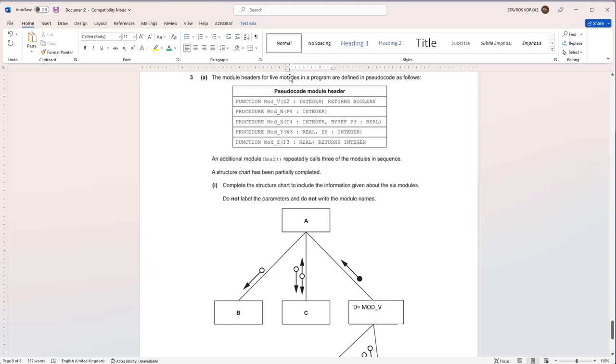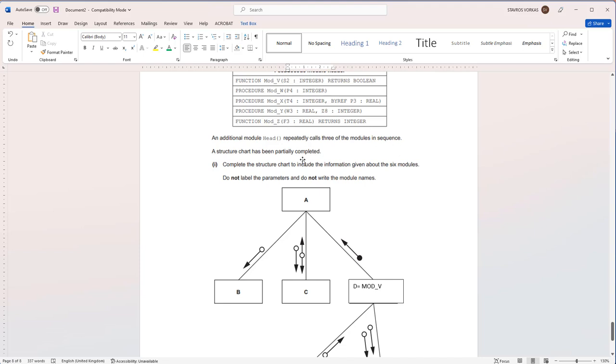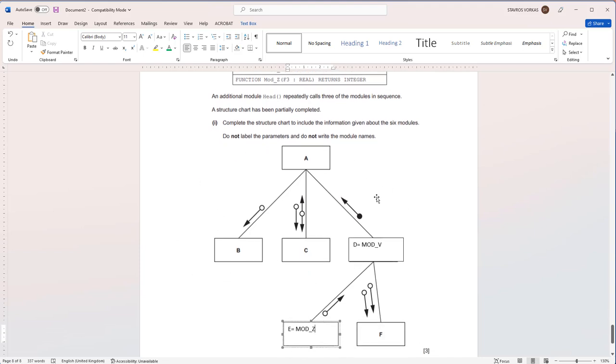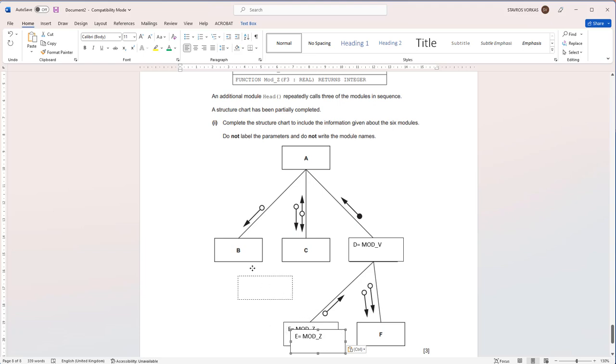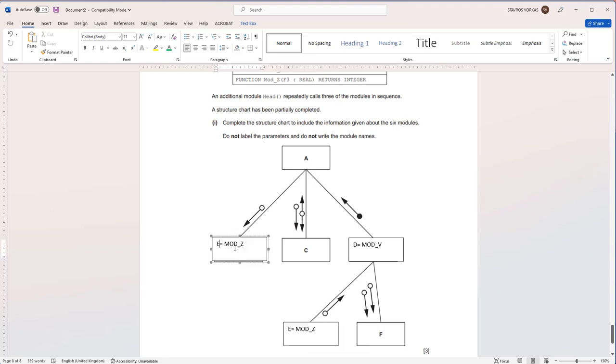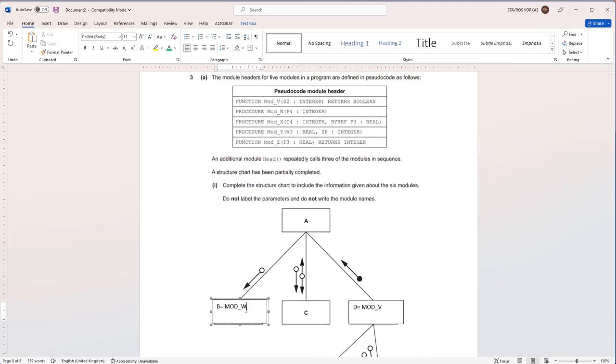Now let's take a look at the procedures. This one says that mod W receives one parameter. Essentially, we're looking for a box that has only one arrow pointing towards it. If we take a close look at our structure chart, the only one that has an arrow pointed towards it is B. So let's copy that one, paste it and put it here. So B would be mod W, like so.